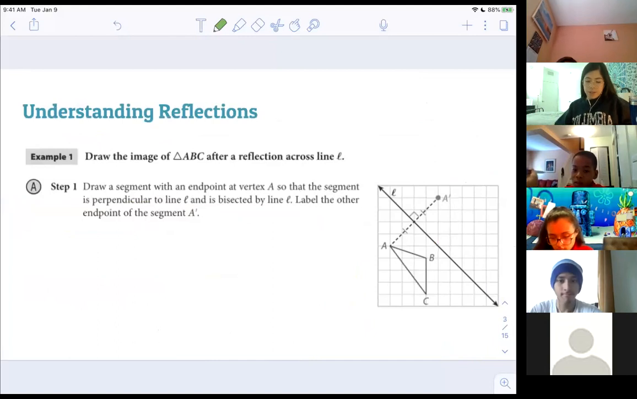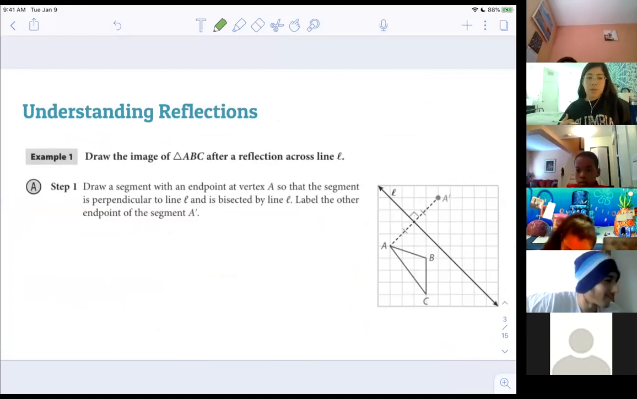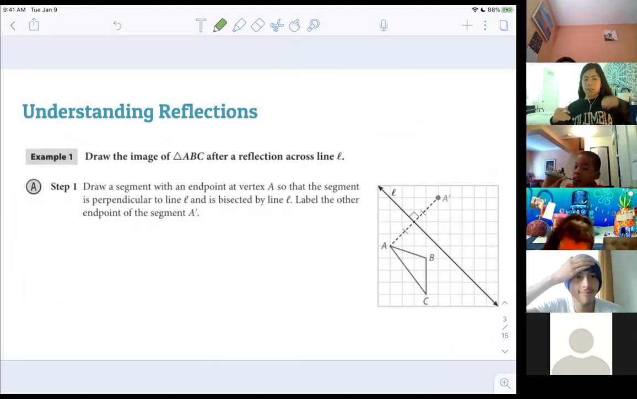So now we can use this definition to more clearly understand what it means to reflect a whole shape. Kind of like yesterday, we're going to go through a few problems where I just want you to watch. You don't really need to copy anything. And then at the end, you're going to have an assignment to do on your computers, just like yesterday. So here's the first one.